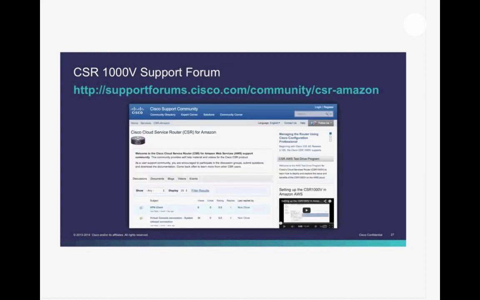And finally, we have a support community set up on Cisco.com, and this gives you a way to ask questions either to Cisco or to other users of the CSR in Amazon in a sort of community fashion through web forums and those sorts of things, or documents that get posted. It's just the link at the top there, support forums at Cisco.com, community, CSR-Amazon. If you go there, you can sign up, log in, and probably find a lot of answers to questions that you might have from people who have already asked it, or you can post your own questions there if you wish.